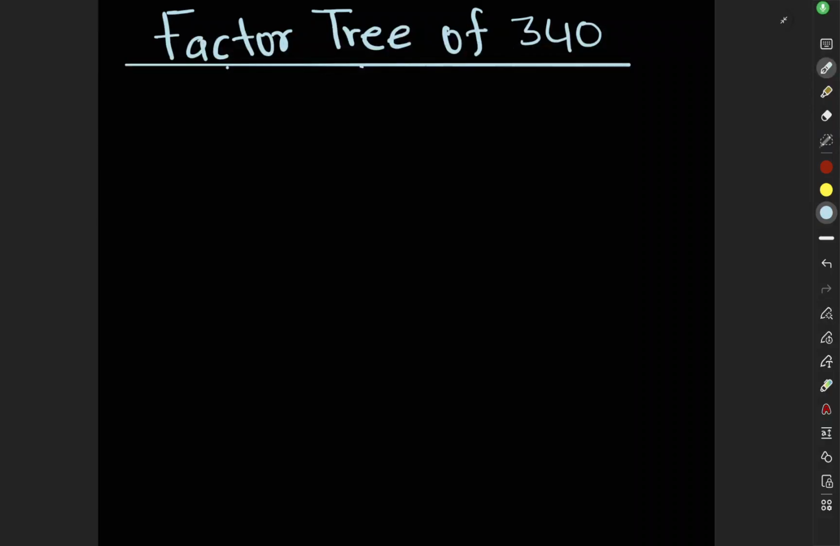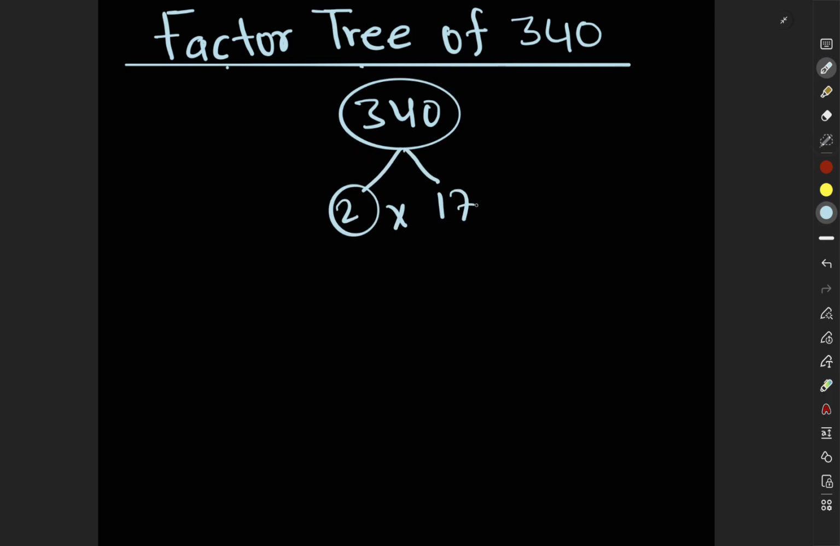So 340 can be written as 2 times 170. 2 times 170 means 340. So 170 can be written as 2 times 85. 2 times 85 means 170.